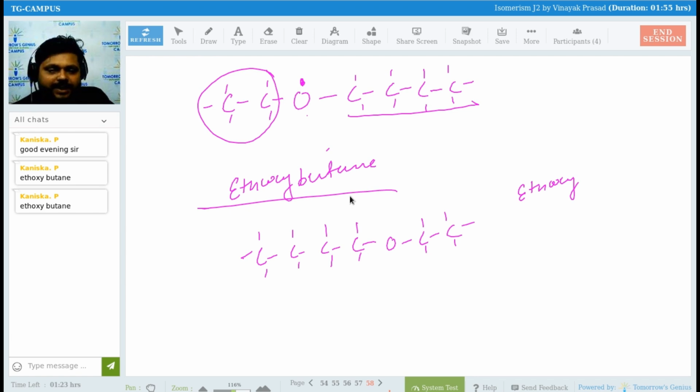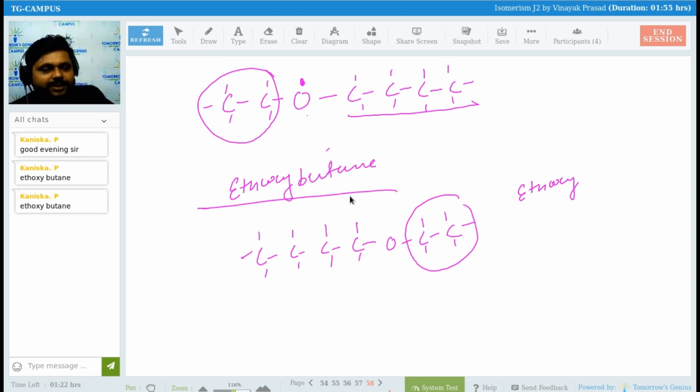What is the rule? You have to check on which side the lower number of carbon is; that will be representing the oxy group. Whether it will be on the right or on the left, we don't have to worry about that, right? We have to take care of something else.